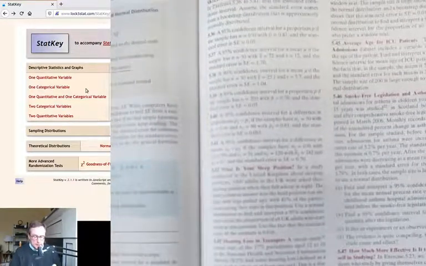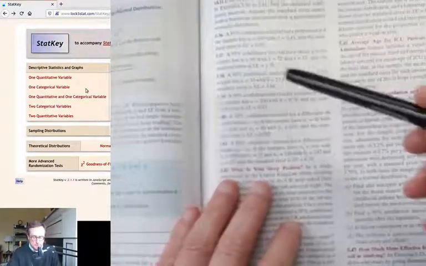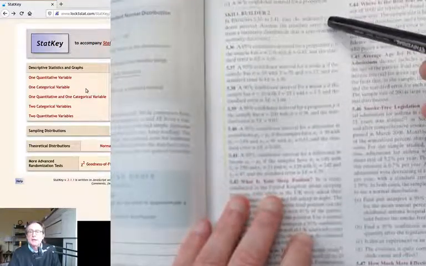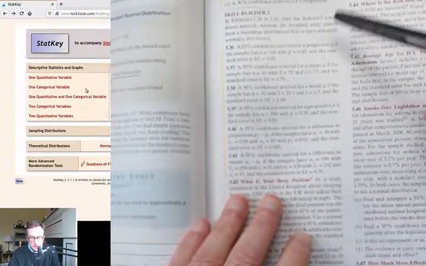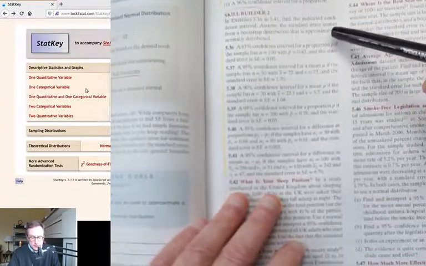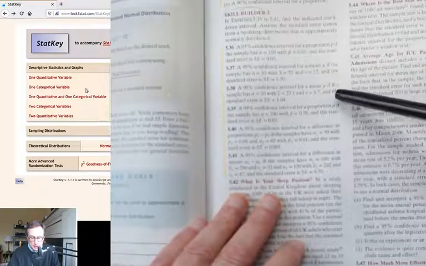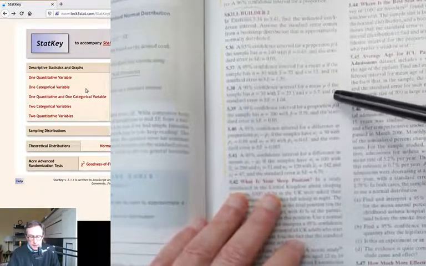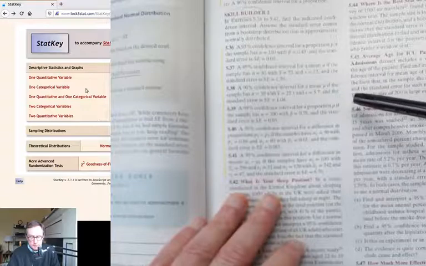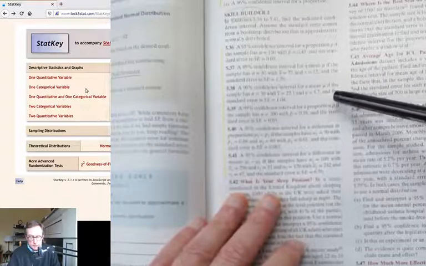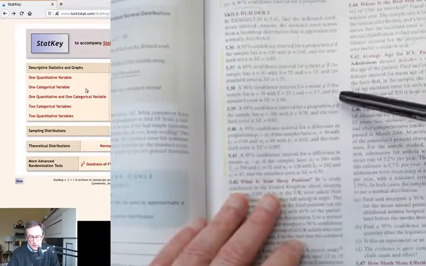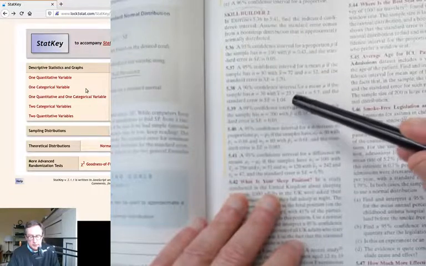The instructions say find the indicated confidence interval, assume a standard error comes from a bootstrap distribution that's approximately normal. Number 38 says find a 90% confidence interval for the mean, mu, if the sample has n equals 30, x bar equals 23.1, s equals 5.7, and the standard error is 1.04.